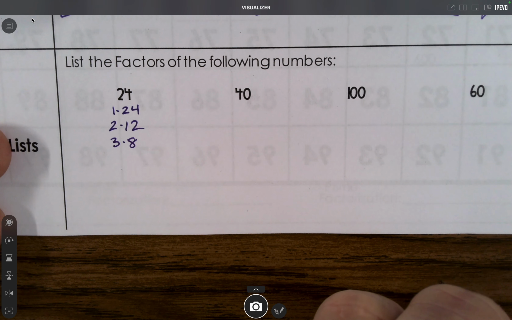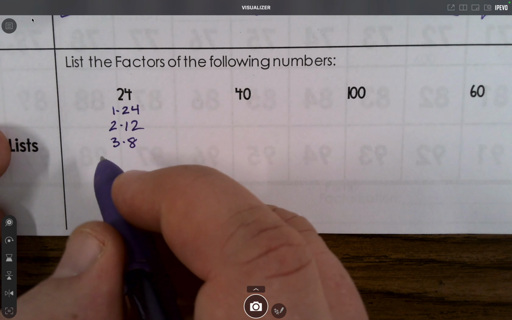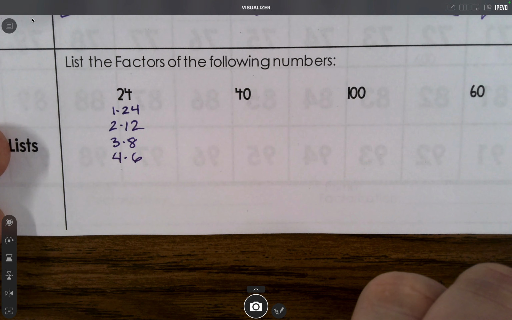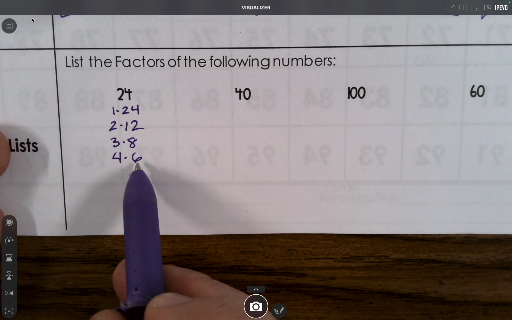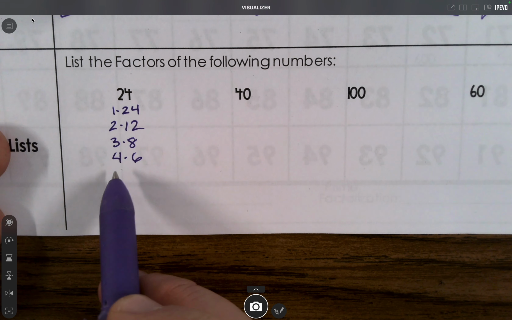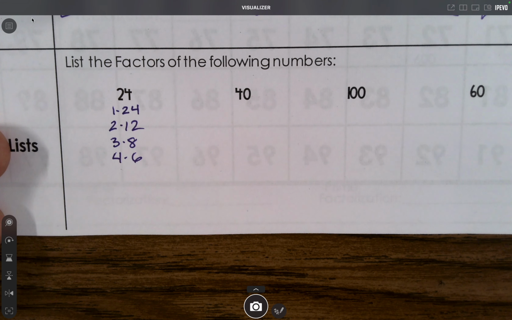Then we do 4. Yes, 4 does go into 24, 4 times 6. Okay, 5 does not go in there. And 6 does, but we've already covered 6. So like I said, if you just start from 1 and go up, once you hit a number you've already done, you know you're finished. So those four pairs show all the factors of 24.